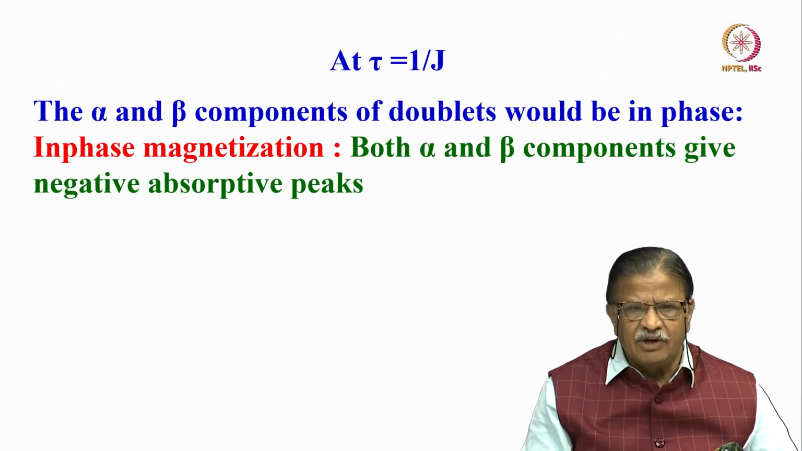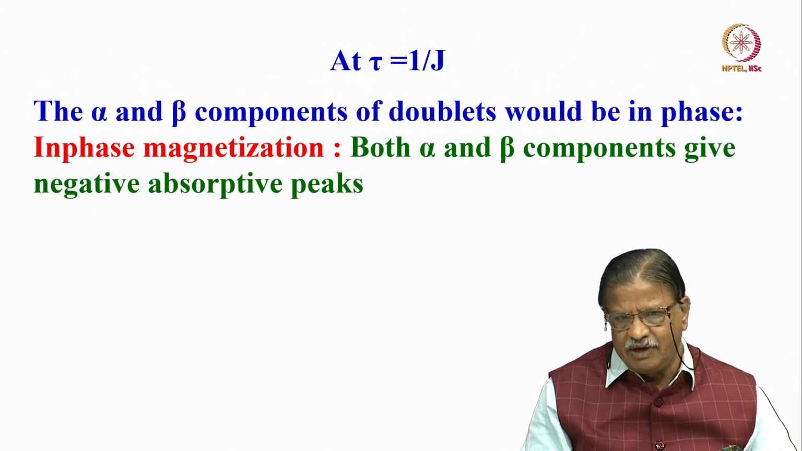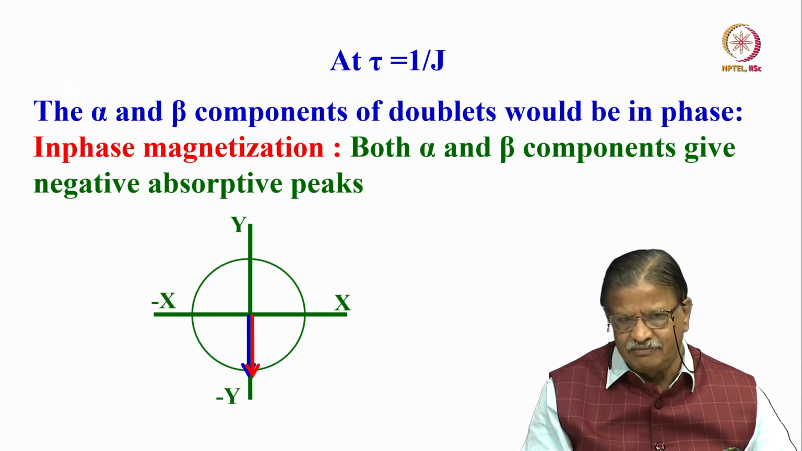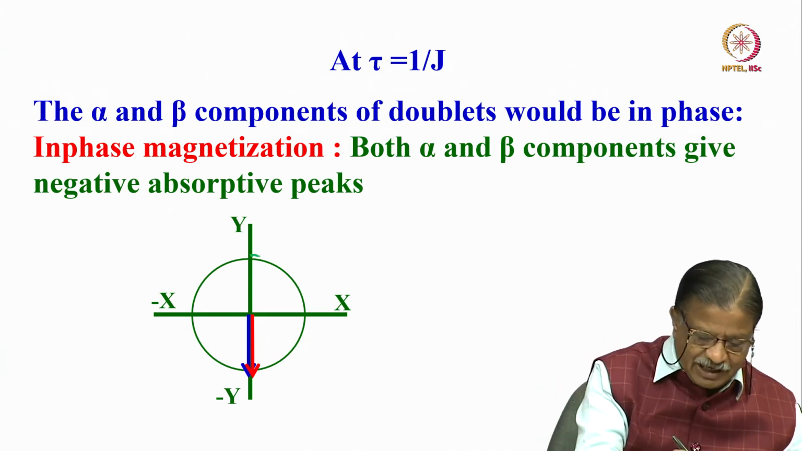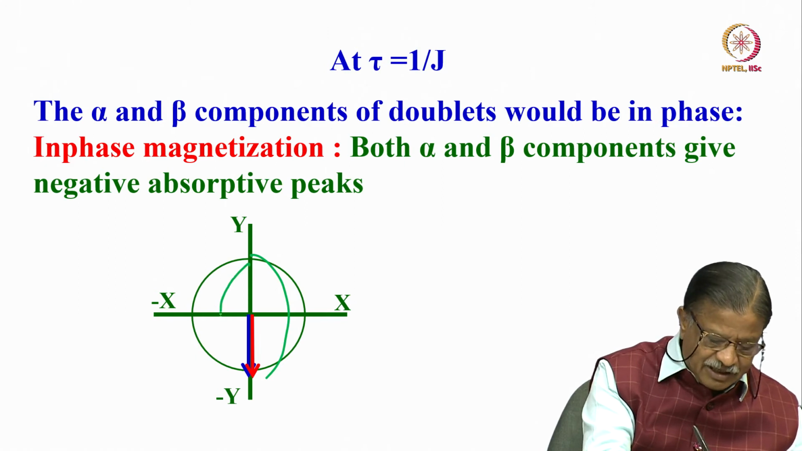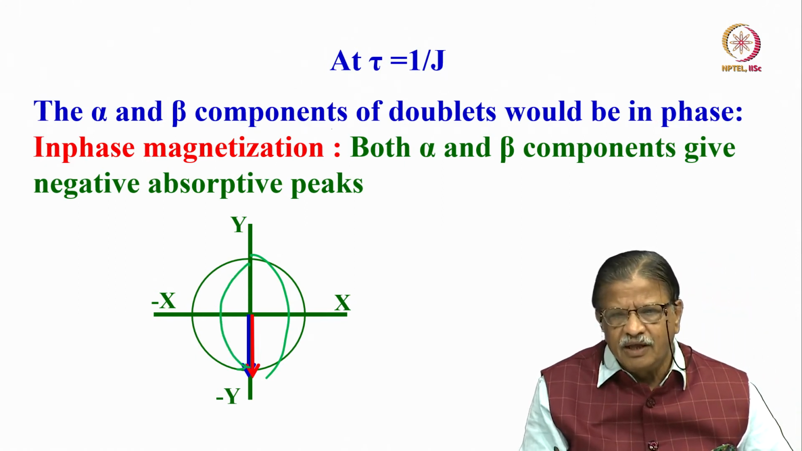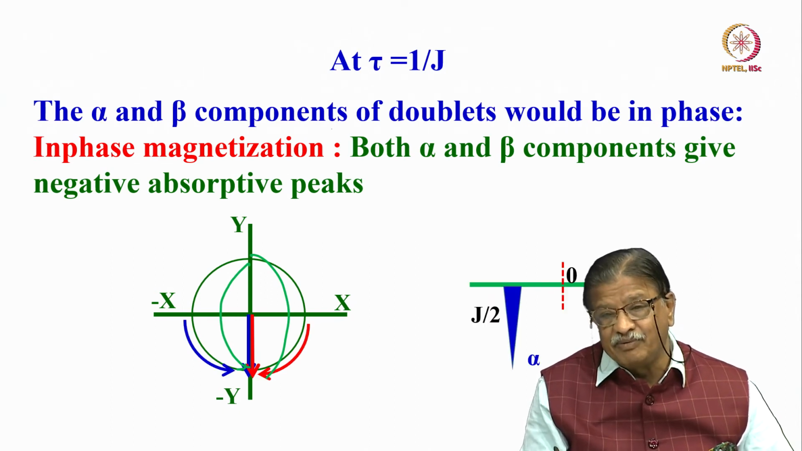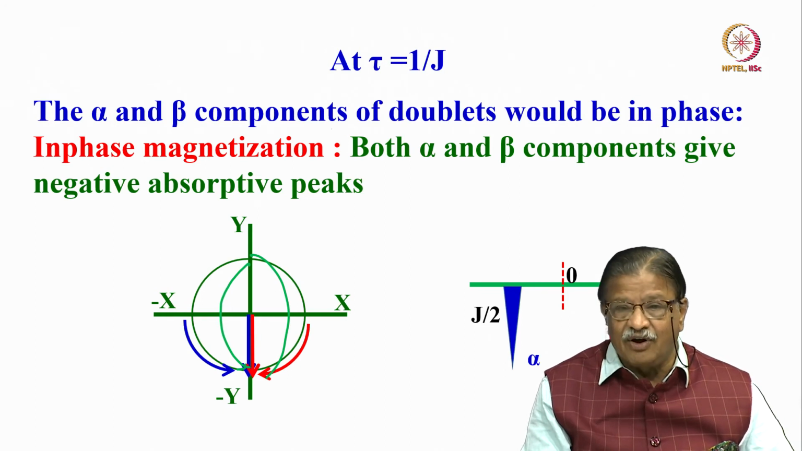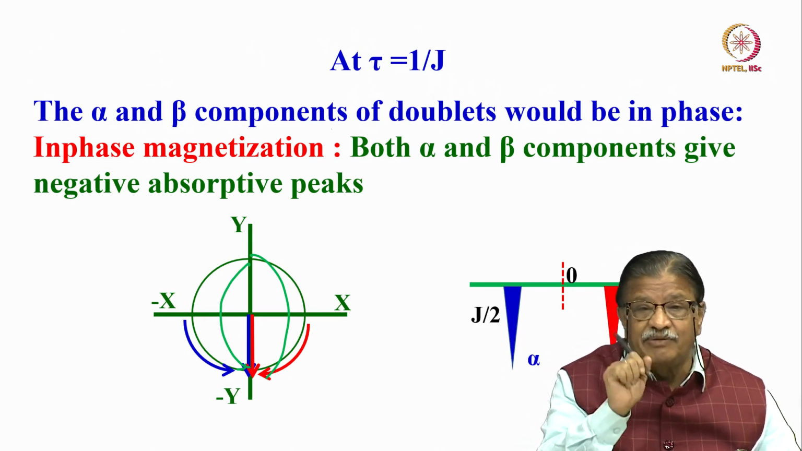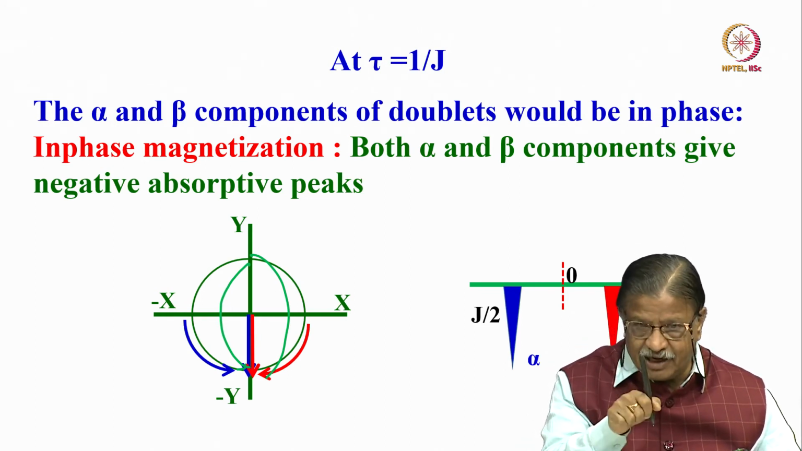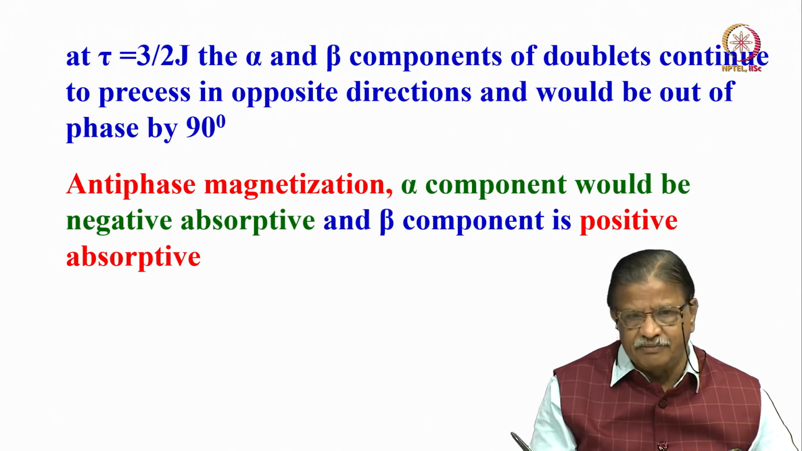Okay. So now at 1 over J, what will happen? Allow the magnetization to continue further. The alpha and beta components of the doublet would again be in phase. But from here one started moving like this, and from here the other started moving like this. Both of them have moved, and they give rise to peaks which are negative absorption like this. This is what is called in-phase negative absorption. This is a doublet, in-phase negative absorption.